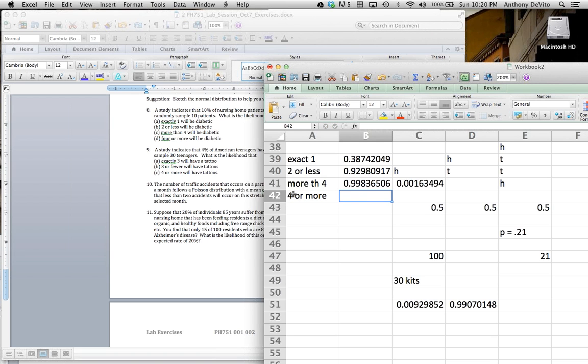4 or more includes 4, but doesn't include 3, 2, 1. So this time it's going to be binom dist, parentheses, 3 comma 10 comma 0.1 comma true, close parentheses, and the difference is going to be equal to 1 minus this number. This number represents 3, 2, 1, and 0. So 4 or more is what's left after 3, 2, 1, and 0 is subtracted from a probability of 1.